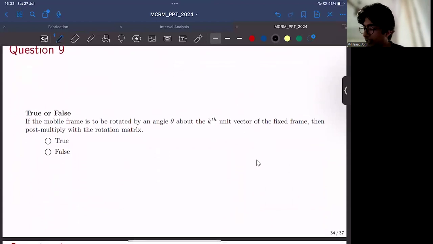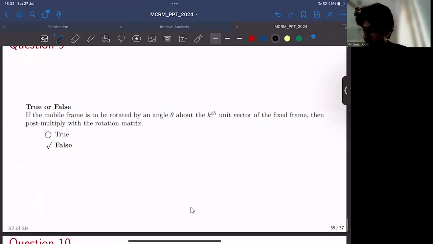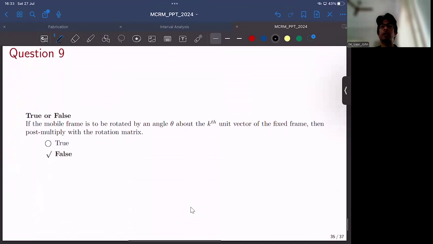If the mobile frame is rotated by an angle theta about the kth unit vector of the fixed frame, then post multiply with the rotation. If we are continuously rotating with respect to the fixed frame, then we have to pre-multiply. It's not post-multiply. So again, that is false. If you are continuously rotating about the mobile frame of reference, then only it is true.